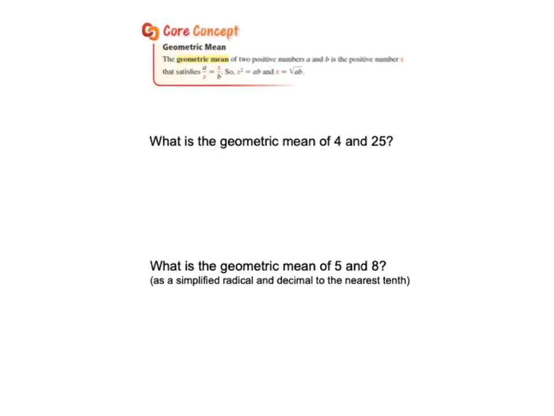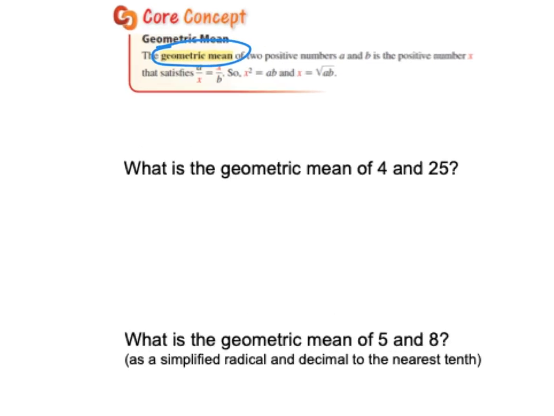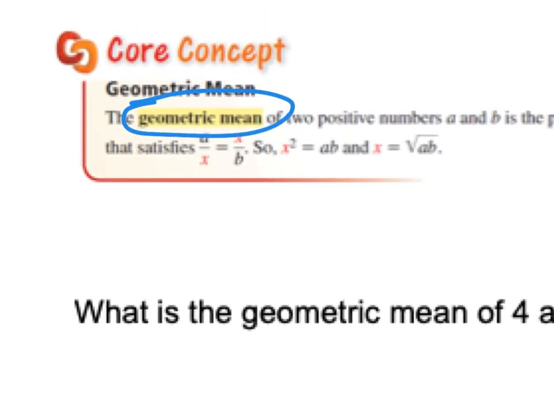Okay, so now the new topic for the day is a geometric mean. And if you remember, for forever, we've talked about mean, meaning average. Well, in that case, it's the arithmetic mean, and that's when you just add everything up and divide by however many in your list. Well, now we're going to talk about the geometric mean, and the geometric mean is written as a proportion.